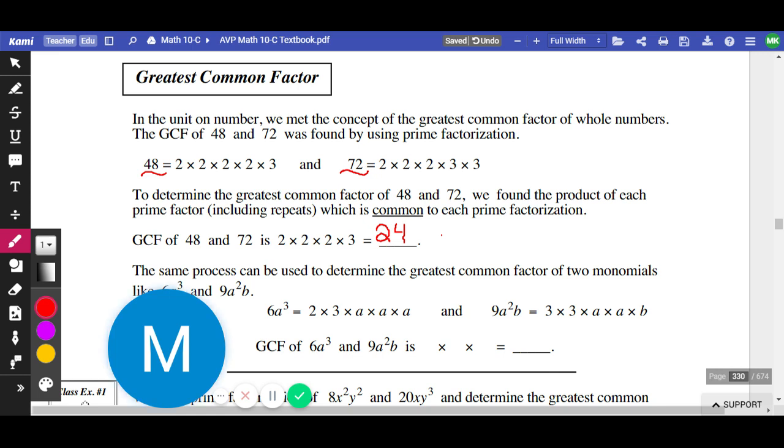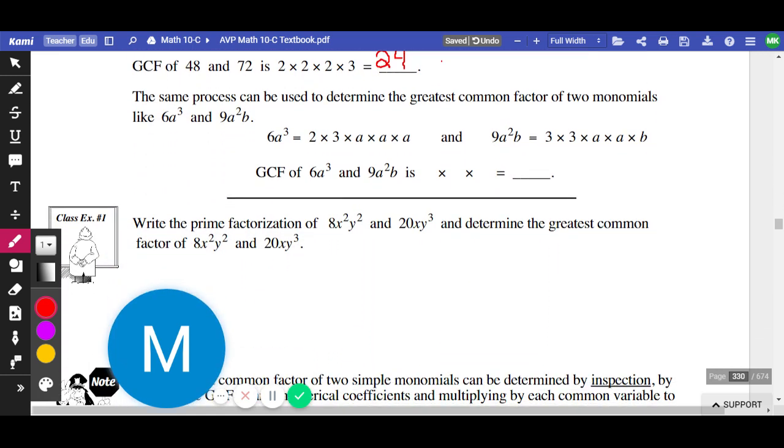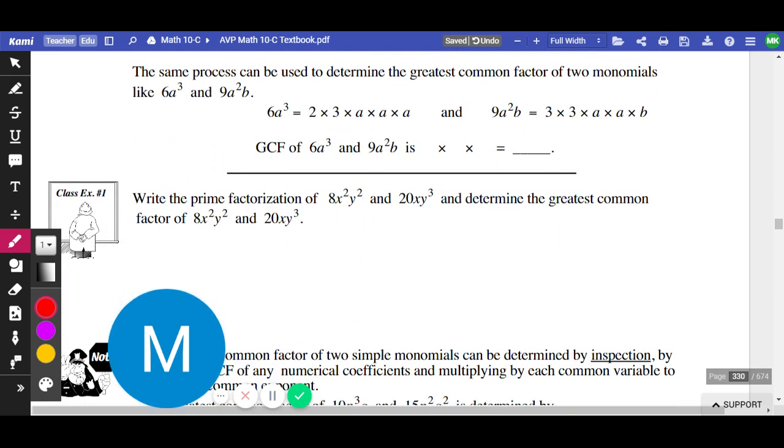Awesome. Now we're going to talk about greatest common factor when you have letters involved as well. Okay, so if I look at these two terms right here, and I'm trying to find the greatest common factor, that means the biggest thing that can divide into each of them, I'm going to break it down into two chunks. I'm going to do the numbers, and then I'm going to do the letters.